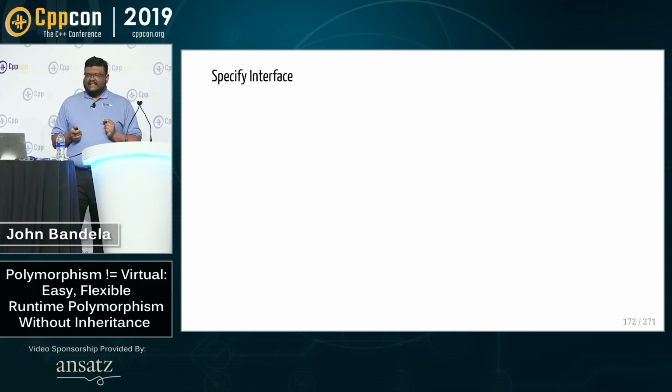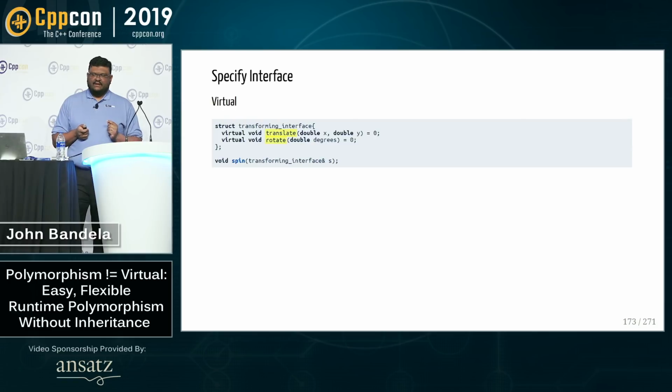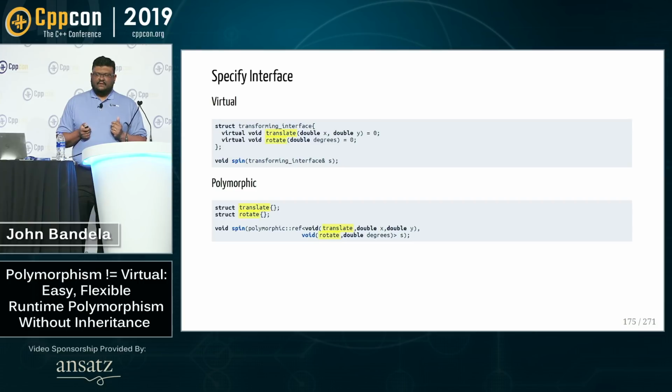Let's see how we specify an interface. With virtual, this is what we're doing: look at the transforming interface. Translate x, y, rotate, and spin use the transforming interface. How do we do it in polymorphic? We take struct translate, struct rotate, and we take polymorphic ref, void translate double, void translate degrees.